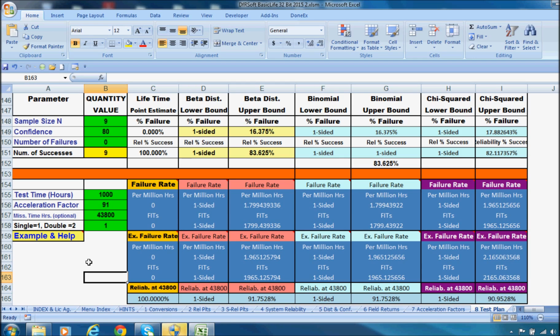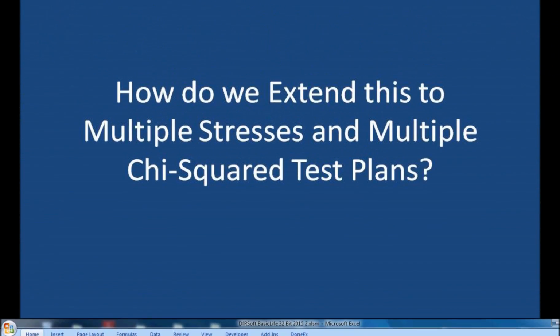Now, one other thing we wanted to talk about was what happens if you have other stresses and you want to do a more complicated accelerated test plan for other stresses like temperature cycle. And that's what we're going to talk about next, and how you would do that in DfRSoft.